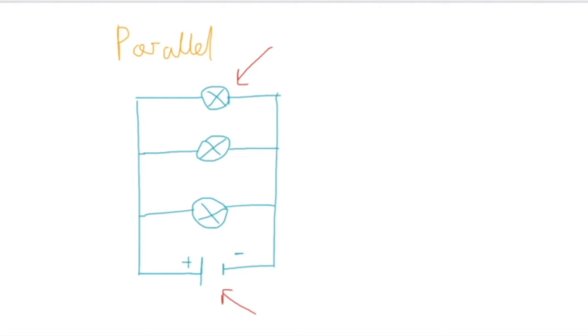Next, we have our second type of circuit. This is different because it has multiple loops connecting the same circuit, and this can have a battery, bulbs, and it is called a parallel circuit. Parallel circuits can be connected in loops of 2 or more.